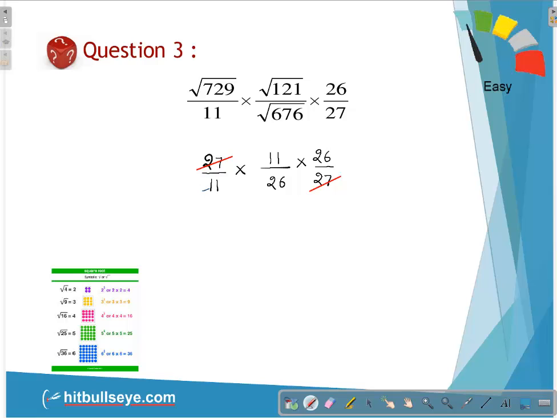Now, same way we can eliminate this 11. And also we can eliminate this 26. And hence, the result is 1. Now this question becomes very easy to solve if you have learnt all the squares, as I said initially. Now let's go to the next question.